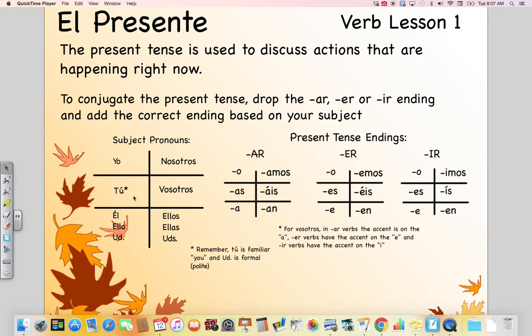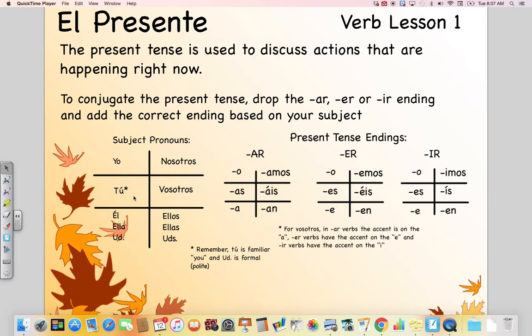Nosotros is we. Vosotros, you again, sometimes referred to as y'all. It's the plural of tú. So where tú would be used with one friend to say you, vosotros would be used with a group of friends to say you, y'all, you guys.